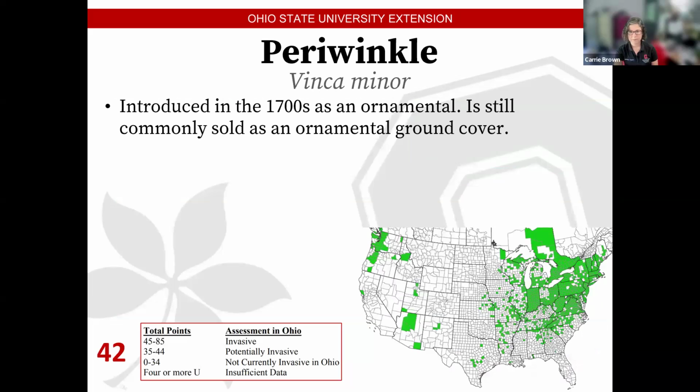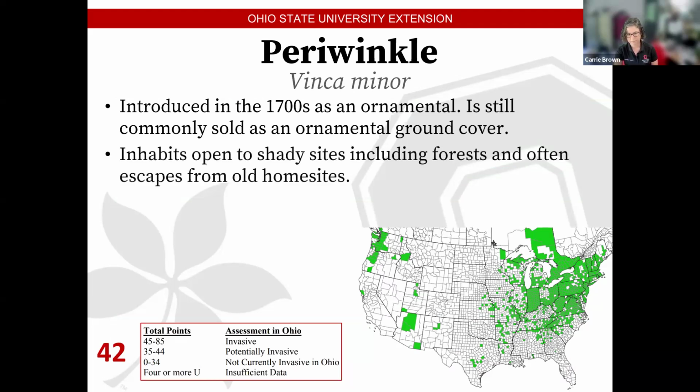All right, next up is periwinkle. Periwinkle is not a newcomer. This is a species that has been around for a while, but it is not regulated. So it's not on Ohio's invasive species list. It was introduced in the 1700s as a ground cover, and it's still commonly sold as an ornamental ground cover. It inhabits open to shady sites, including forests, and often escapes from old home sites.